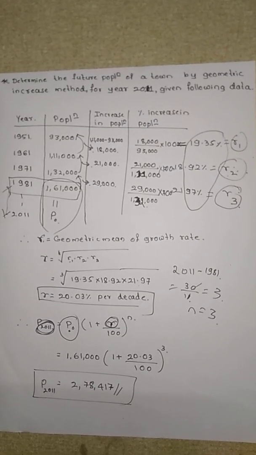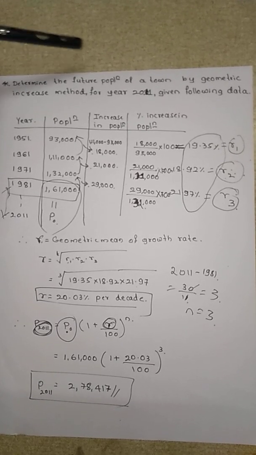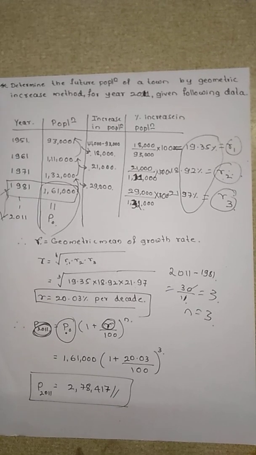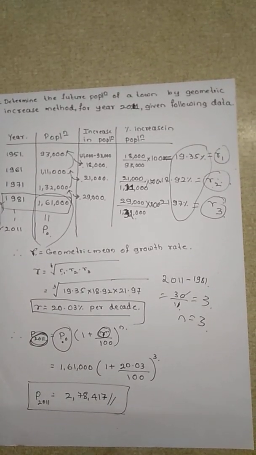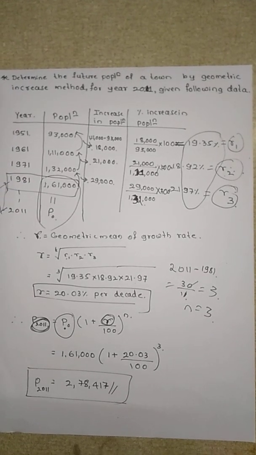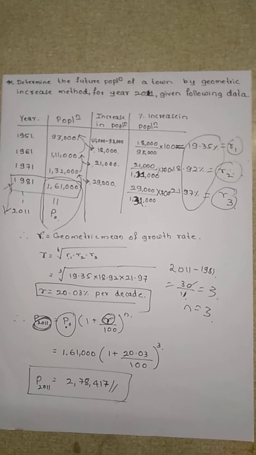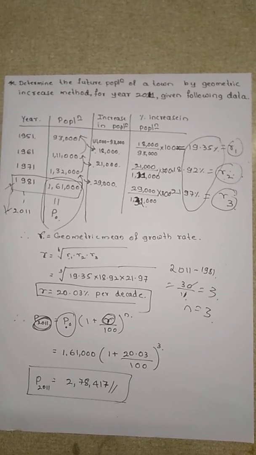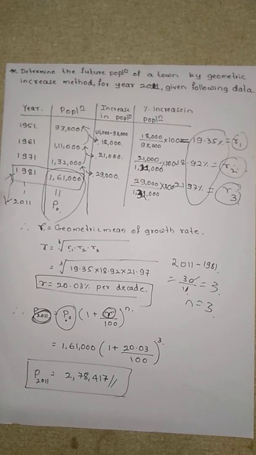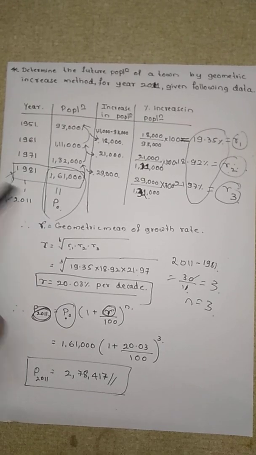Now we'll see the problem on the geometric increase method. Determine the future population of a town by the geometric increase method for the year 2011 by using the following data. In this problem, they will normally give you the year and the population. In 1951 the population is 93,000. In 1961 the population is 1,11,000. In 1971 the population is 1,32,000. In 1981 the population is 1,61,000. So this data will be given to you.